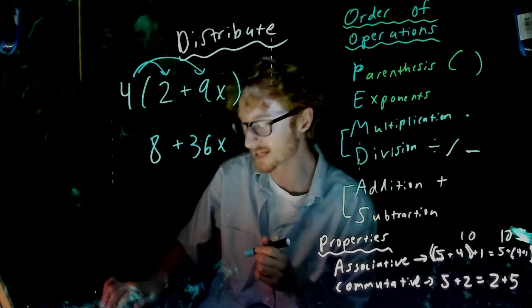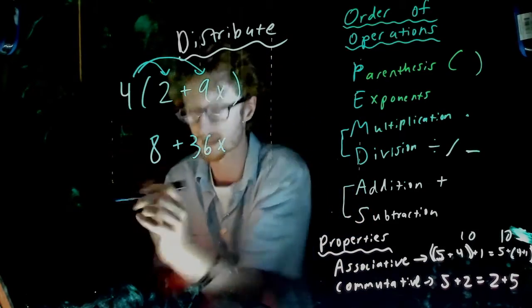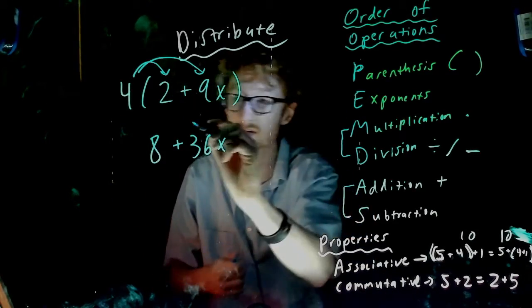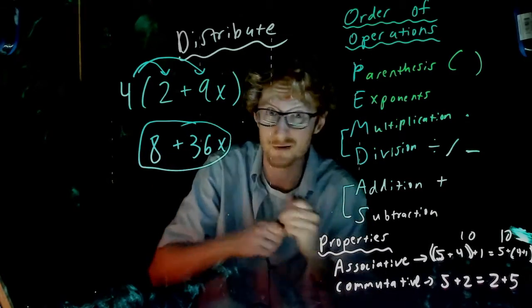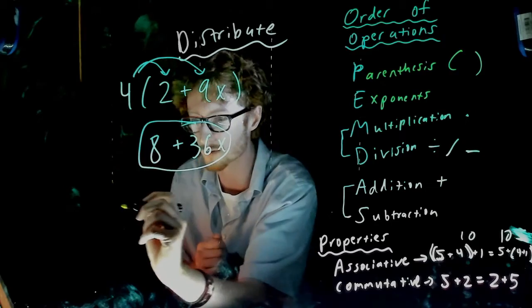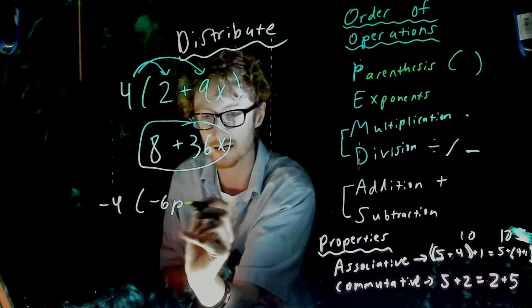Now, if you have negatives, sometimes people have a little bit of trouble with negatives, and that's okay. Let's say you have something like this. And this is simplified as far down as it can go, okay? I forgot to say that. That's our kind of answer, really. So now let's do another one. Let's do one where we have negative 4 times negative 6p plus 7.